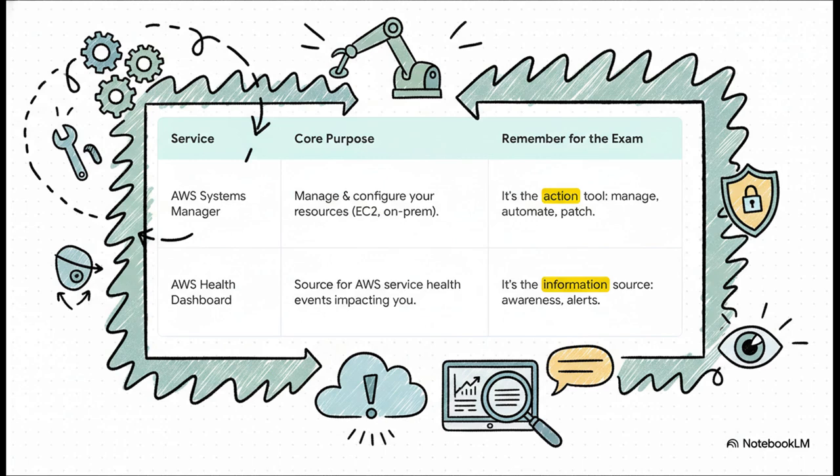It's for what's happening inside your environment. Then for the AWS Health Dashboard, you're going to think awareness, personalized alerts, and scheduled changes. It is the information source, telling you what's happening at AWS. If you can just remember that core distinction, action versus information, you're going to be in great shape.